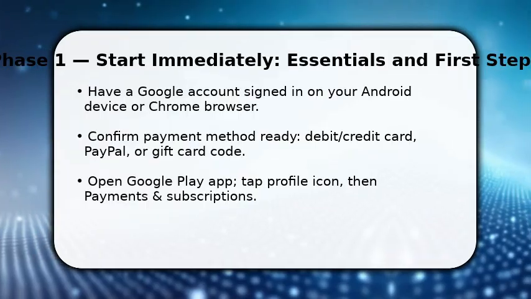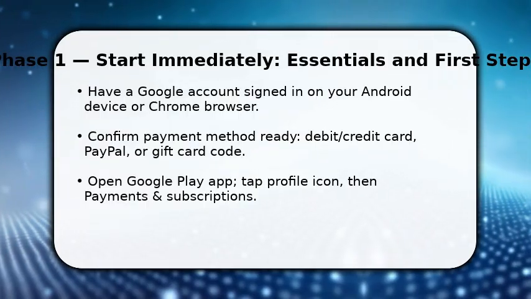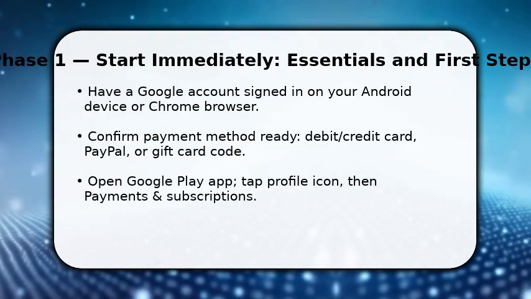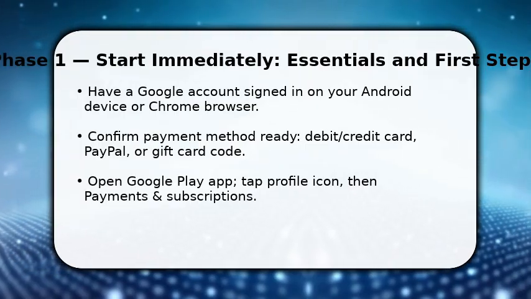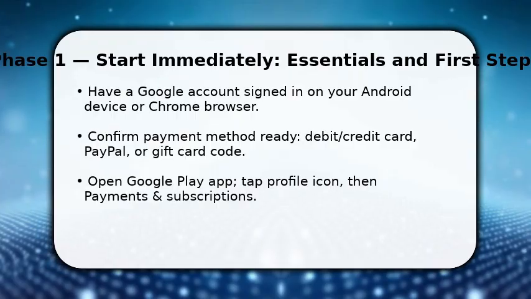Now open the Google Play app and tap your profile icon at top right, then choose Payments and Subscriptions. From there, select payment methods to begin adding balance or redeeming a code.